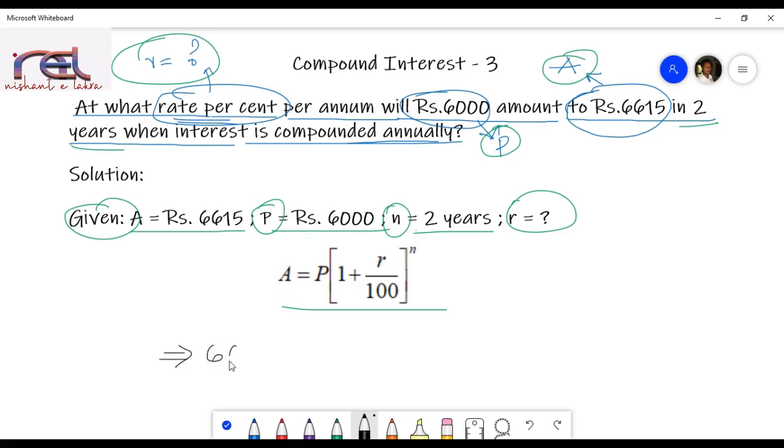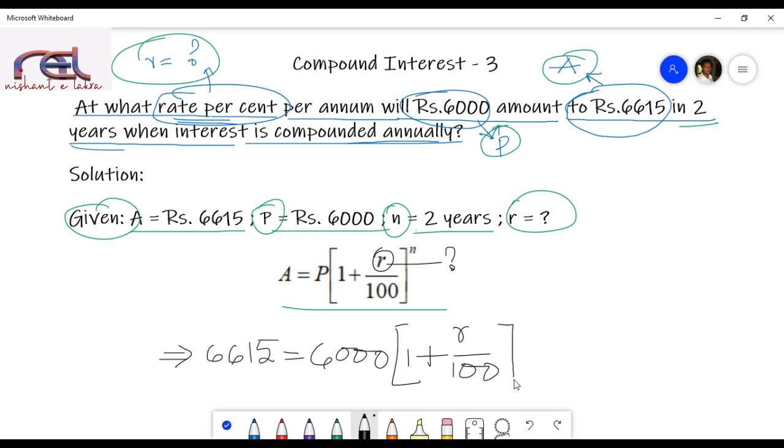So let us replace the values that we have in the question. Amount is 6615 and principal is 6,000. Inside the brackets, 1 plus R by 100, R is what we have to find. Bracket closed, to the power N is given, that is 2 years, so we will write 2 as the exponent. Rupees 6615 and rupees 6,000.